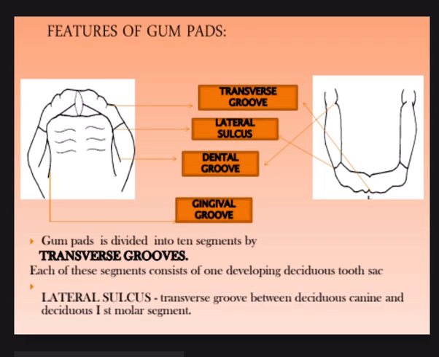Okay, in your maxillary arch, to accommodate the 10 primary teeth which are present in your maxillary arch, there will be 10 transverse grooves, and simultaneously in the mandibular arch also, you will be having 10 transverse grooves to accommodate 10 primary teeth in your mandibular arch.